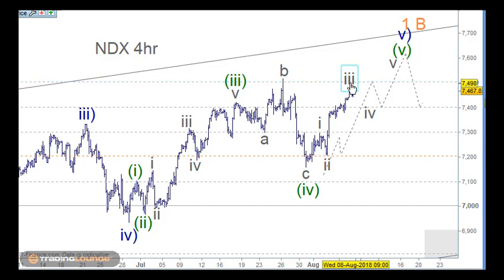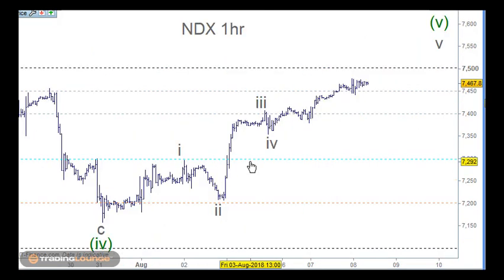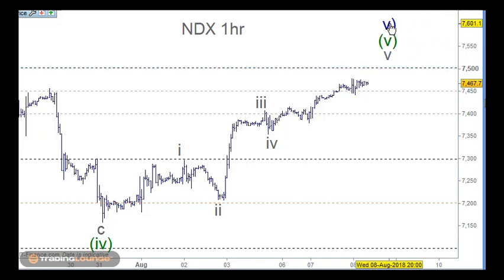Okay, so I think, let's see what I've done here now. Okay, so this was the old count that I've had. So wave 1 and 2 here, and then wave 3 here and 4 here, and then 1 and 2 and 3 and 4 and 5 to come up to here. But I think it can go, that's the conservative count at that particular point there.